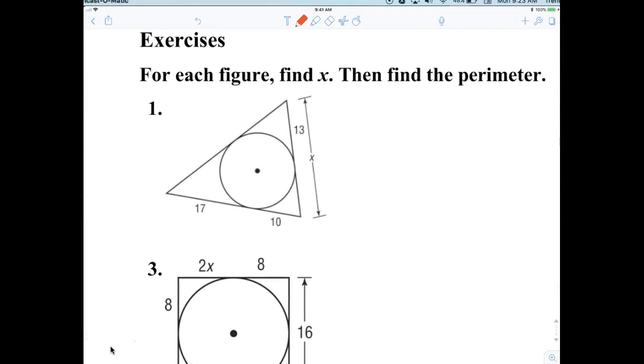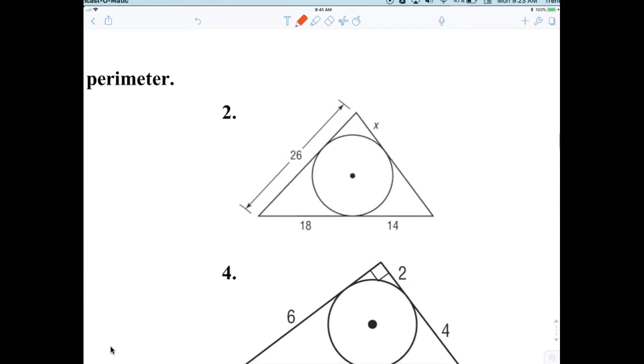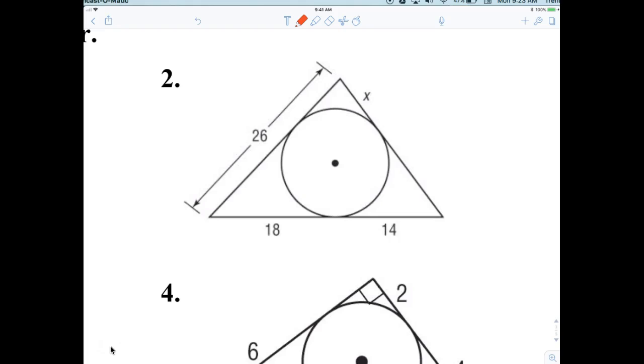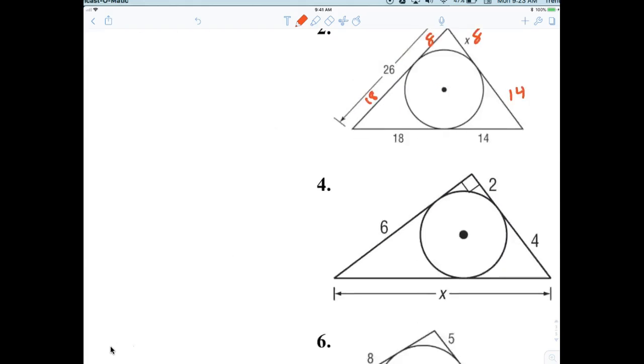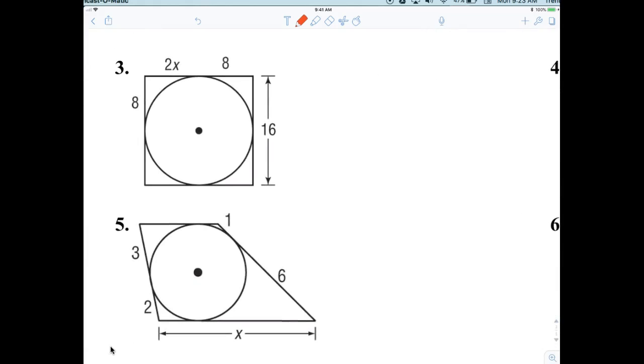So let's look at number 1 here. What is X? Everybody happy with that? If you wanted to, you could just put 13 over here and 17 over here, and 10 here. Question number 2. This guy right here would be 18, which would make that 8, which would make that 8. This would be 14. Very good. Pretty easy, right? X equals 4.